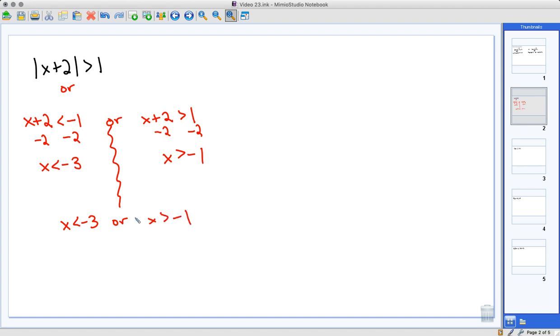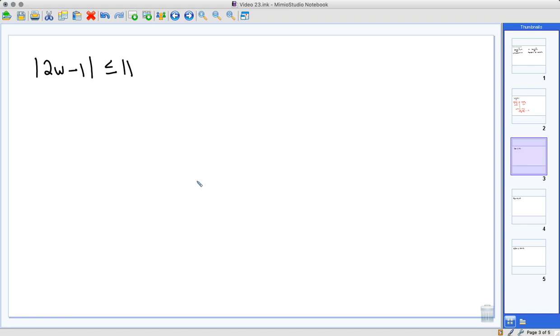And then since it's an inequality sign, we have to go back to graphing. On the last section, we didn't have to graph. So we've got 0, negative 1, negative 3. Open circles on both of them. And then since it's an or problem, our arrows face away from each other. Okay, moving on to the next one.